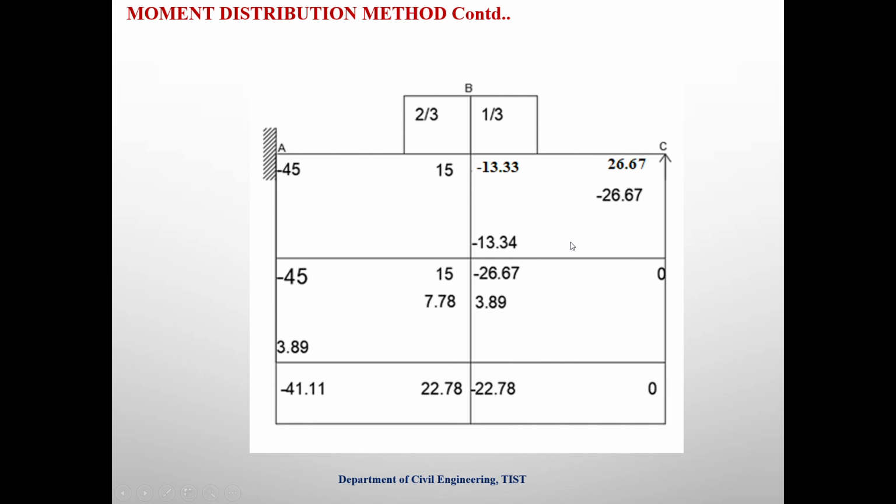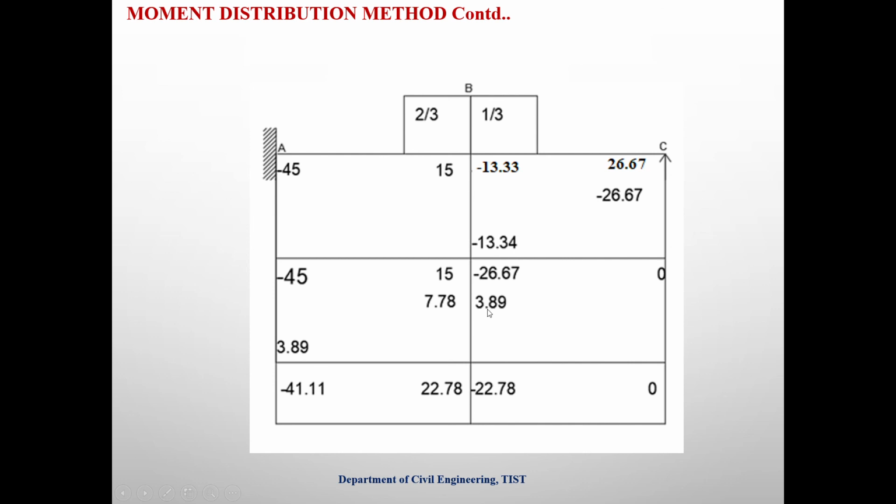Then moving on to the intermediate support. Here 15 and minus 26.67. We know that MBA plus MBC should be equal to 0. But here it is not equal to 0. It is 15 minus 26.67, that is minus 11.67. In order to make the total moment here equal to 0, we have to apply plus 11.67 here. Then how will we apply plus 11.67 here? Based on the distribution factor. That means 2/3 of 11.67 should be here and 1/3 of 11.67 will be here.